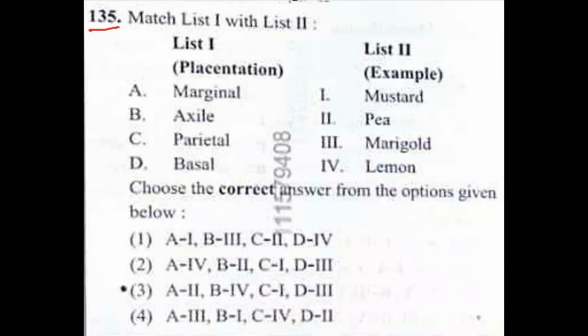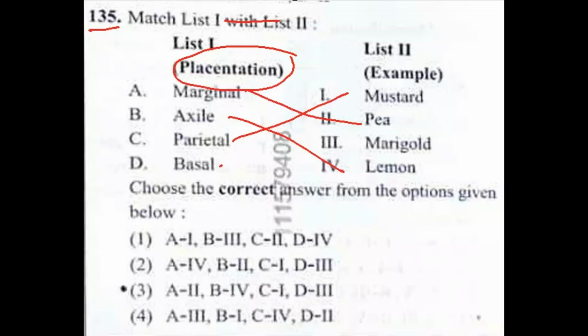Question number 135. Match list 1 with list 2. List 1 says placentation. List 2 says examples. So option A, marginal placentation, pea plants; axile placentation, lemon; parietal placentation; and basal placentation, marigold. Answer is option 3.